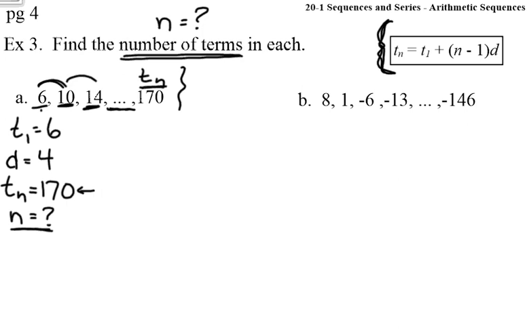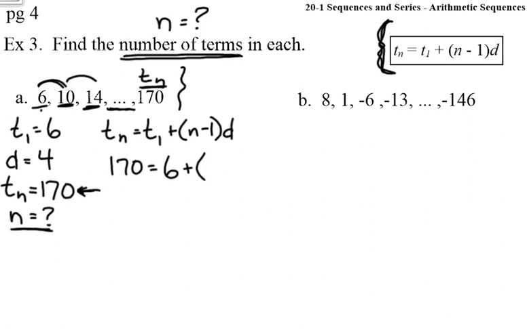So if we go to our formula, T of n equals T1 plus (n minus 1) d, well, 170 equals, because now we know the T of n, term 1 which is 6, plus n we don't know, minus 1, and we multiply that by our d value, which is 4. So instead of just solving for T of n, we're going to solve for n.